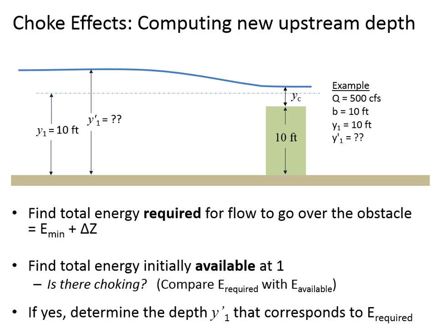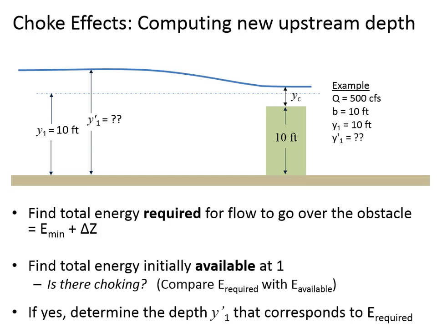for this obstruction is going to be the specific energy that exists in the flow plus the delta z of the obstacle. And so it's going to be the 6.398 feet plus the 10 feet of the obstacle itself. And so we've got to have 16.398 feet of energy total. And we can look at how much available energy was there.